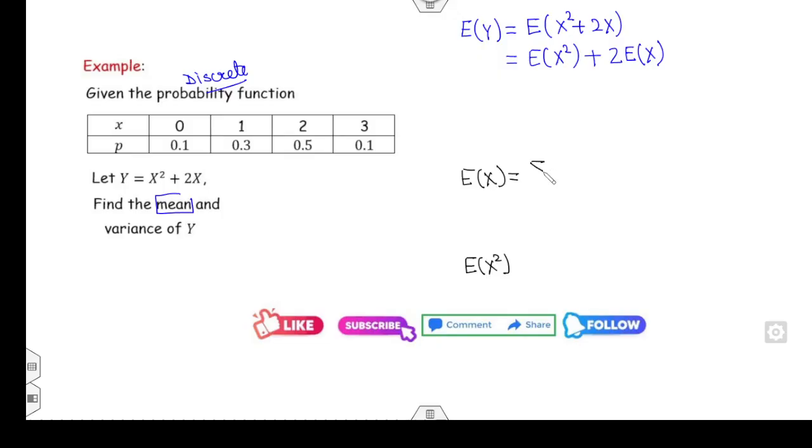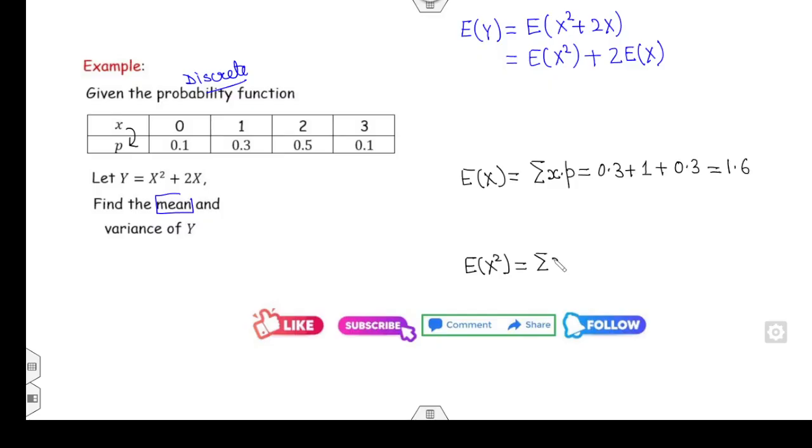What is the formula of the E of x? X into P. Fine. So I can multiply them. First number is 0. Then it is 0.3. Then 0.1. That is 1. And 0.3. Answer is 1.6.